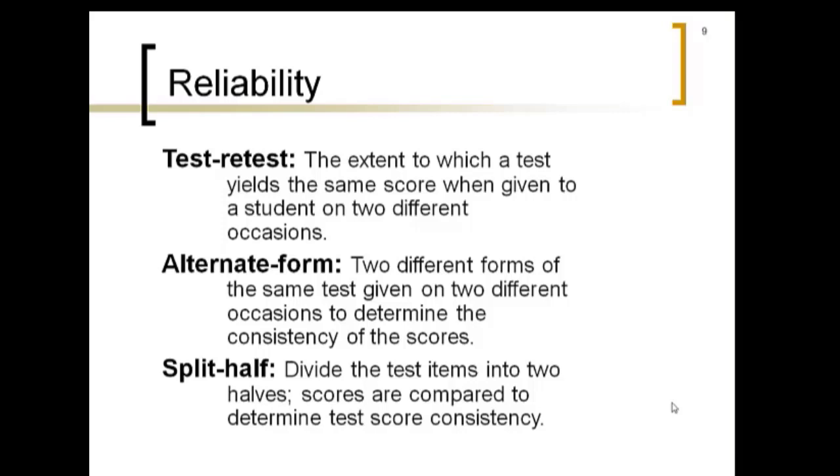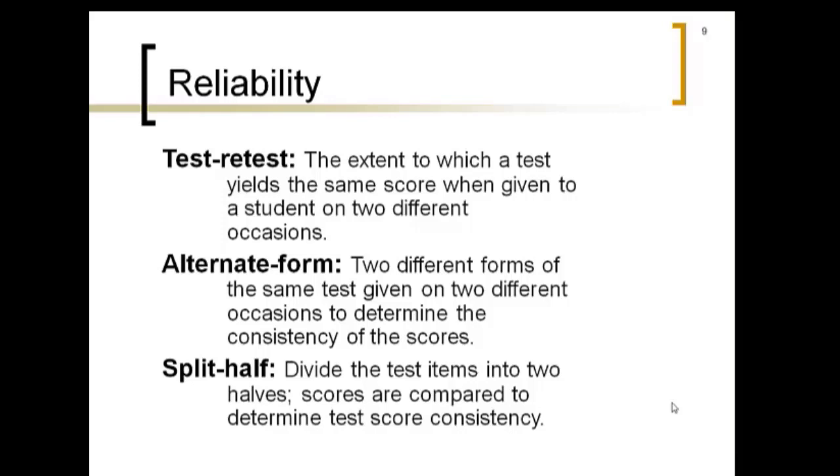Alternate form refers to two different forms of the same test given on two different occasions. So sometimes this happens when a teacher has a large classroom and maybe is concerned about cheating. So when I taught general psychology, for example, at Mississippi State, and I would have 100 students in the classroom, of course, I was walking around watching everyone take the test, but there was no way for me to have my eyes on everyone. So I had alternate forms of the test where some students were taking version A, some students were taking version B.